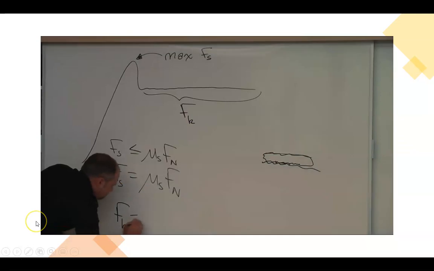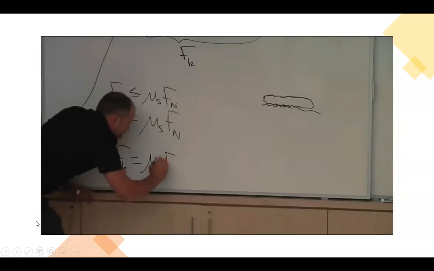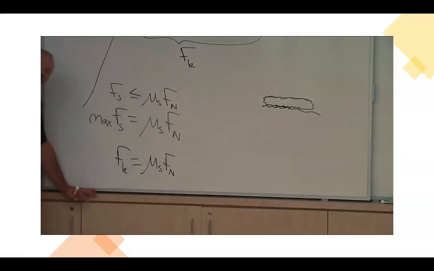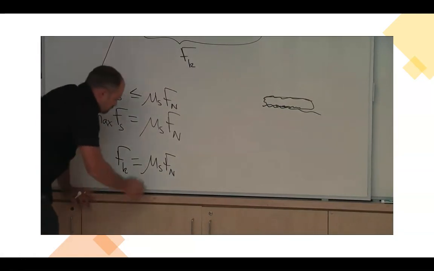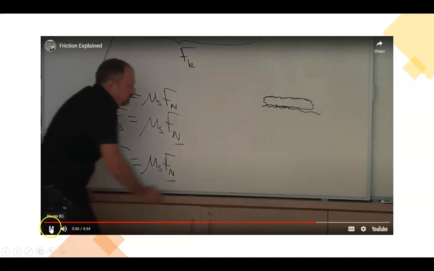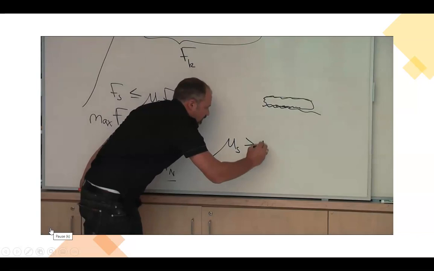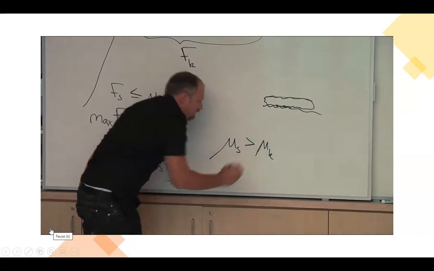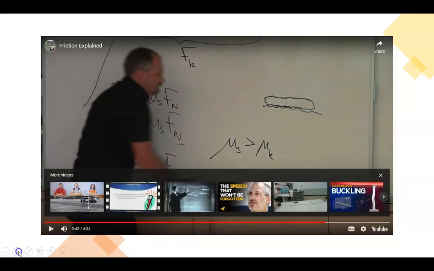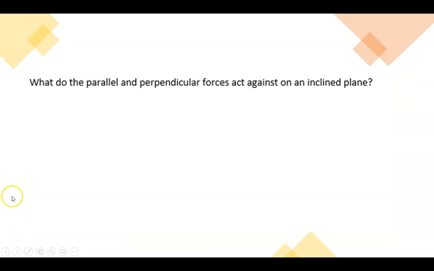The force is equal to μk times the normal force. And that's the force of friction while the object is moving. So since they both have the normal force here, we can deduce that the coefficient of static friction is greater than the coefficient of kinetic friction.